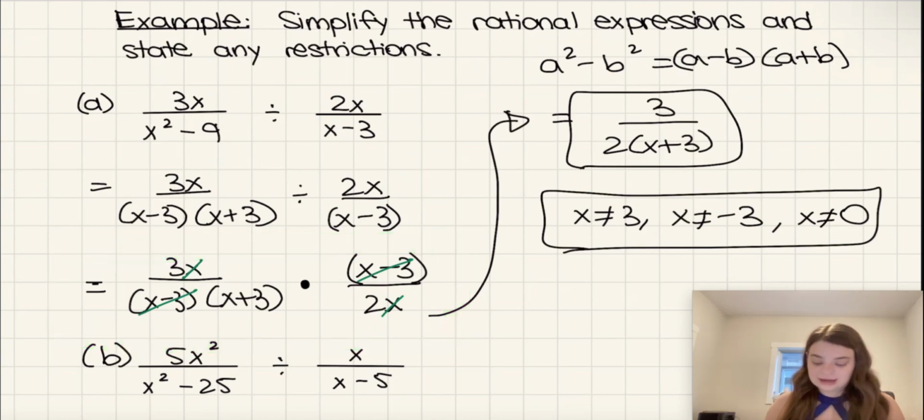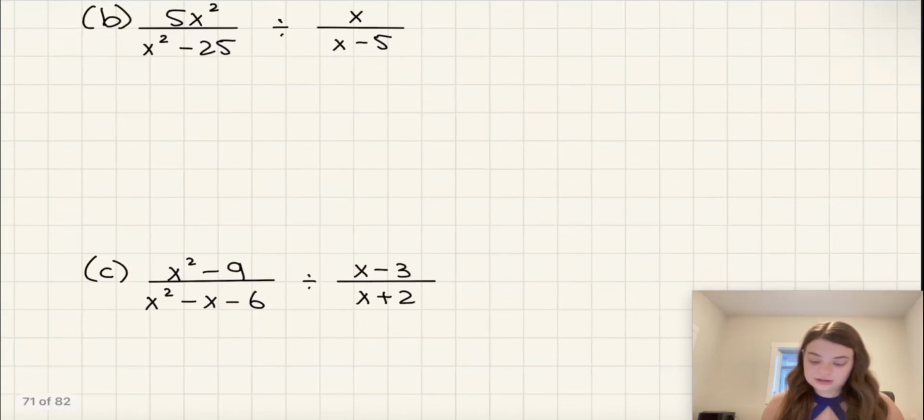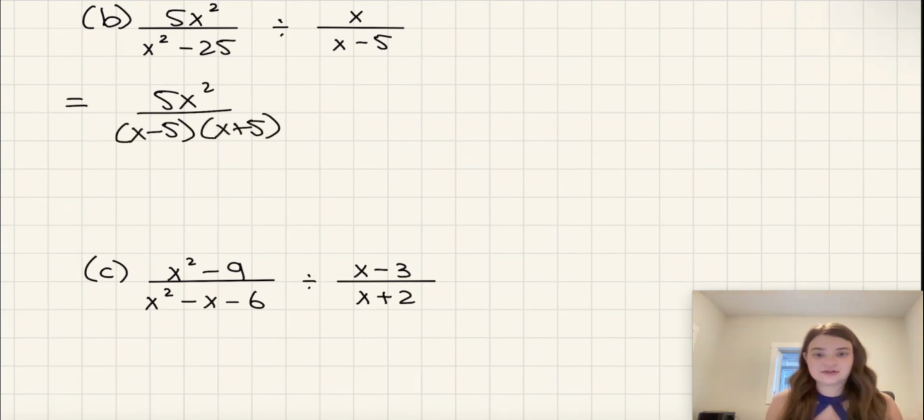Okay, let's try the second example. Same thing here. My very first step is to factor wherever possible. In this case, there's also only one thing I can actually factor, which is the denominator of our first fraction. So I'm going to use the difference of squares formula once again to factor this. In the same step, I'm also going to change my division sign to a multiplication sign, and then take the reciprocal of the second fraction here.